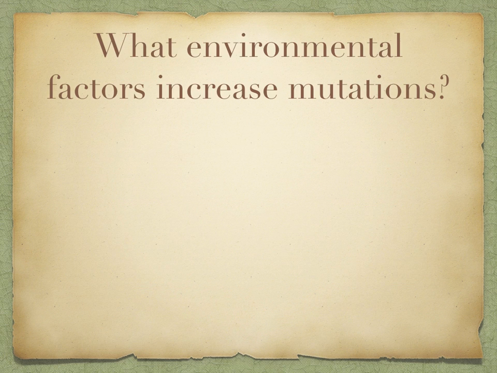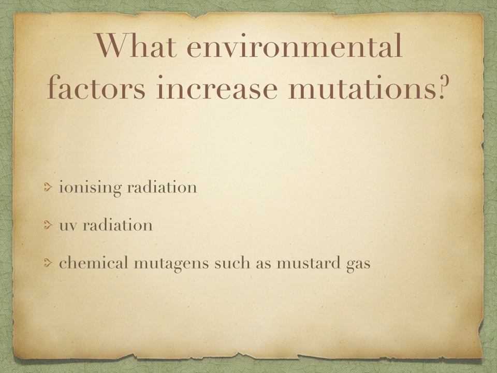So mutations may occur completely randomly with no obvious cause. However, you do get several environmental factors that increase the chance of mutation occurring. Can you think of a few? Well, you've got ionizing radiation, for example, alpha, beta, and gamma, and these can change DNA molecules, altering the structures of the bases within them. Ultraviolet radiation has a similar effect to ionizing radiation. And then chemical mutagens, for example, mustard gas. So a substance that increases the chance of mutation is called a mutagen.